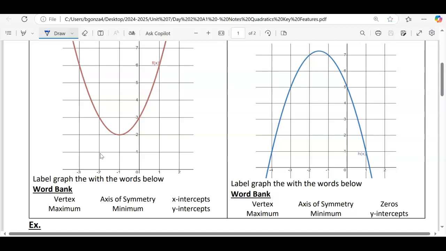I want you to put a point at the bottom of the U, right here. Does everyone see that? Right there. Okay. And on the other graph, it could be at the top of the hill, right? So over here.